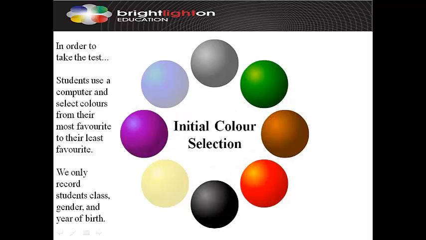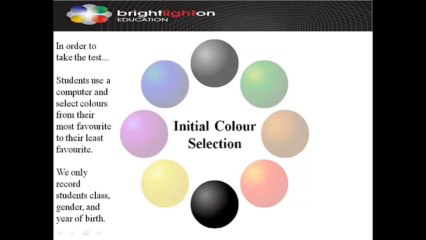Initially, there are 8 colours and they choose from their most favourite colour to their least favourite colour. We only record the student's class, their gender and their year of birth. No individual information is collected.